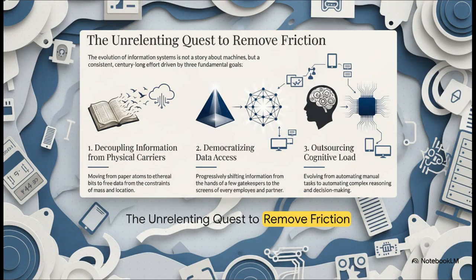When you really get down to it, the history of information systems isn't really a story about bigger, faster machines. It's actually a century-long mission to solve one big problem: friction. The goal has always been to remove the roadblocks between something happening in a business and the information about that event. To make it faster, cheaper, and way more accessible.